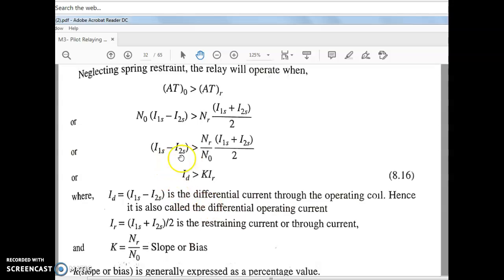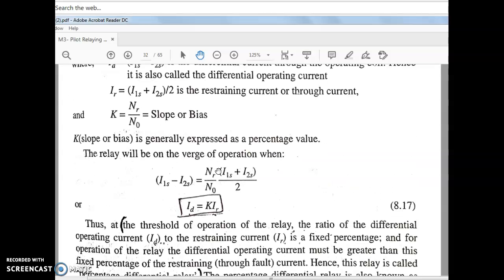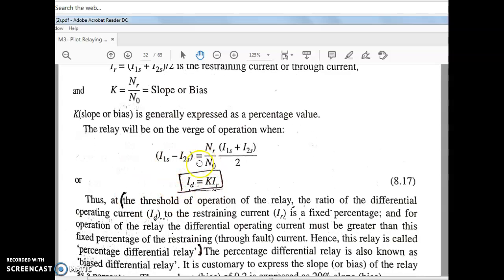So we have taken I1s minus I2s as the difference between the currents, that is ID, which should be greater than NR by N0, meaning the constant K. You know that N2 by N1 is the ratio K, secondary by primary, as we have taken in the transformer. NR by N0 means K, and this is the current through the restraining coil, the total current IR. K is the slope or bias. At this condition the relay starts operating: ID is equal to K into IR.